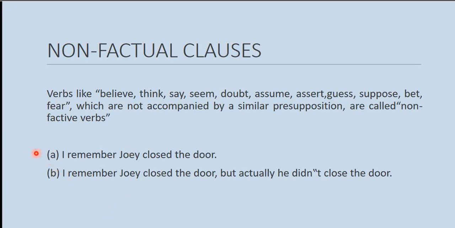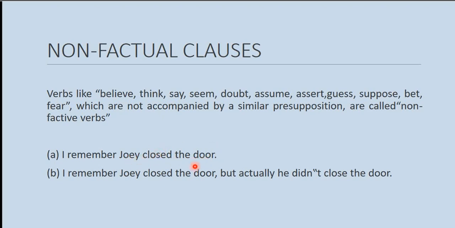In sentence A, I remember Joey closed the door. Here you can see the verb remember is not a 100% sure statement. So remember here is a weak idea, let's say. This sentence might presuppose that Joey didn't close the door as well. So we don't know if Joey closed the door or didn't close the door. The presupposition of this sentence includes both that Joey closed the door, or Joey didn't close the door.